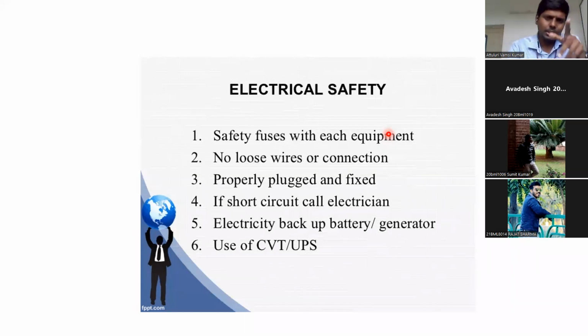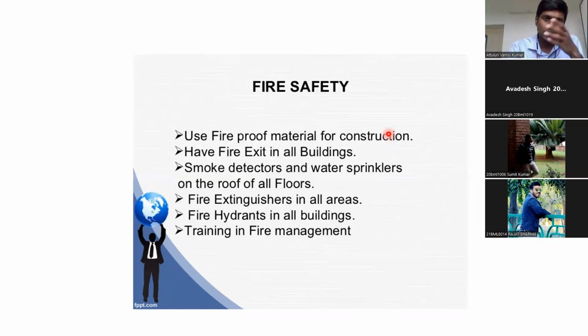Everything should be fixed. Electrical safety also means a continuous power supply to the lab, irrespective of your sector. You should have a generator and UPS to maintain continuous electricity to the labs. That is electric safety. Then fire safety. Obviously, we are dealing with many chemicals which are fire hazards, so there is a chance of getting fire. So we need fire safety alarm systems in the lab.